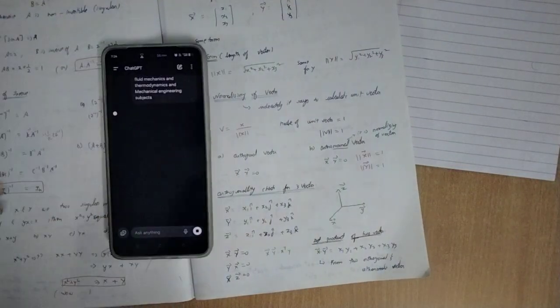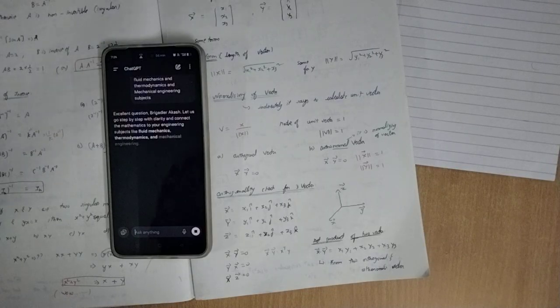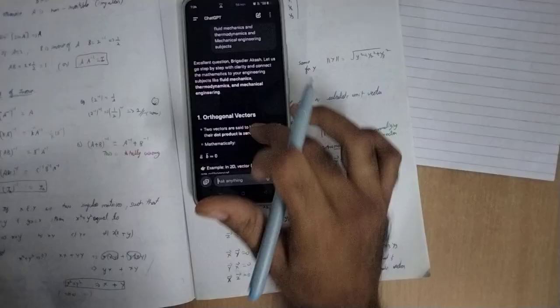So let us see, because sometimes in my point of view I do agree, because I am also learning good things. Okay, you can see.